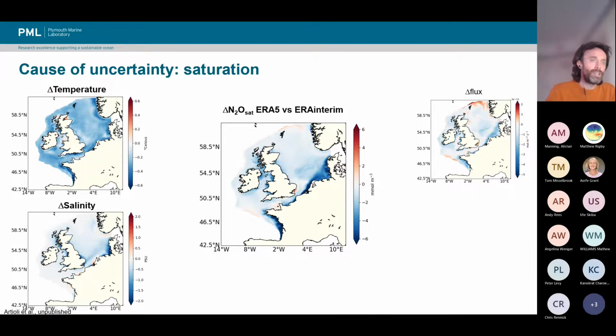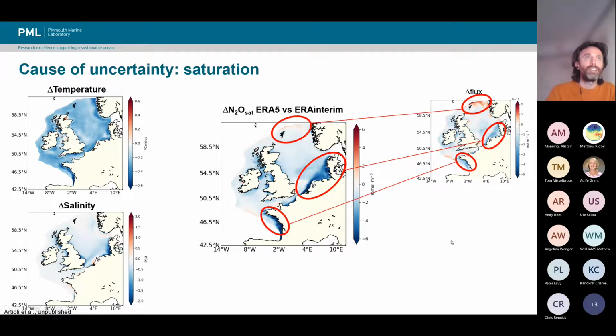The combined effect of the temperature and the salinity gives the concentration at saturation in the water, so how much N2O can actually stay in the water without outgassing into the atmosphere. The saturation projected in the ERA 5 simulation is smaller than the one in the ERA interim, and we start seeing basically the same features that we observe in the difference in fluxes, suggesting that this difference in saturation projected by the new model could actually drive the difference in fluxes.